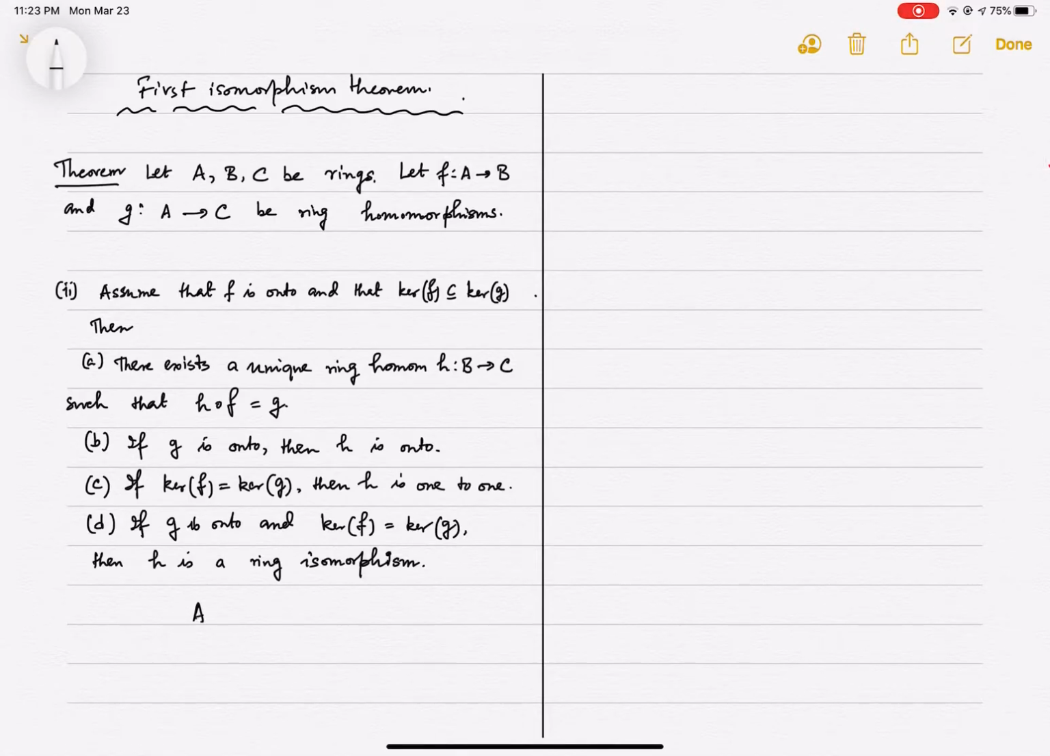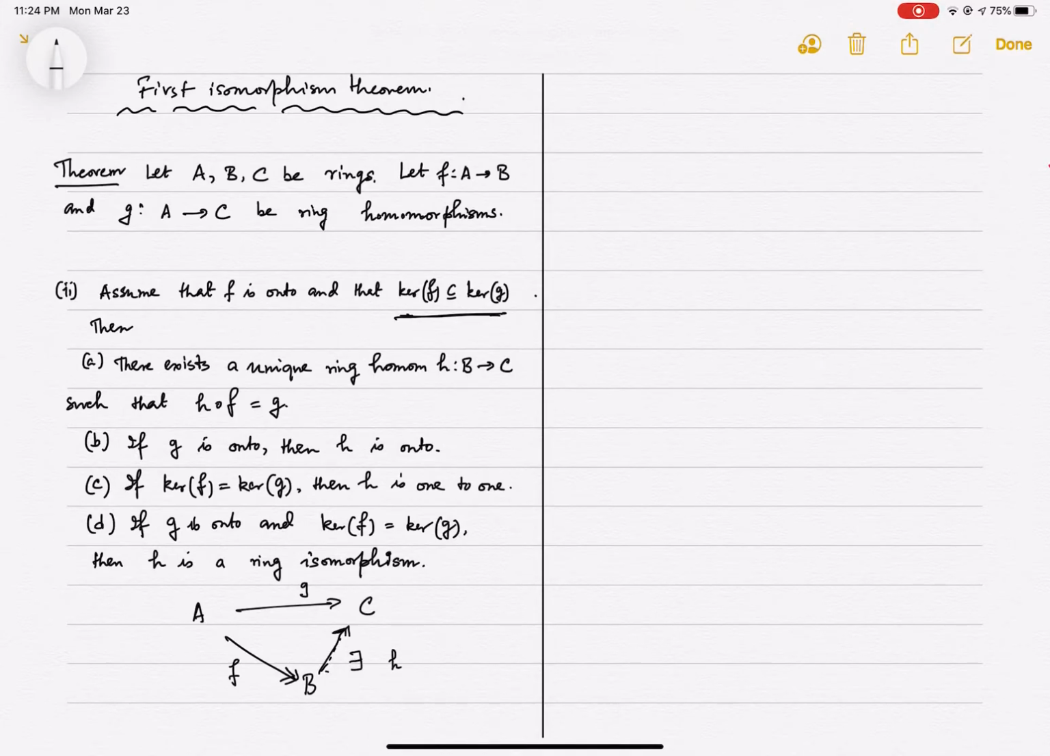I'll remind you what the setup of this theorem was. You're given three rings, A, B, and C, a ring homomorphism F from A to B and a ring homomorphism G from A to C, and you want to ask when can I find a ring homomorphism from B to C such that applying F and then applying this dotted homomorphism amounts to applying G. And the answer is that if F is onto, which we denote like this, and if the kernel of F is in the kernel of G, that's this key condition here, then there does exist such a homomorphism. And in fact, it's a unique one.